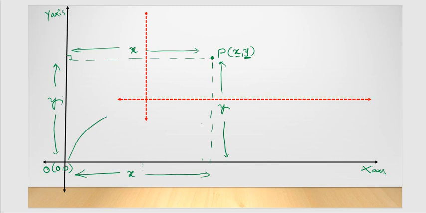Now I am going to shift my origin point from 0, 0 to somewhere, with the coordinate axes remaining parallel. That means the direction of the axes is not changed. Let this unknown point be some (h, k). So when I shift the origin to (h, k), with respect to this new axis, everything will change.